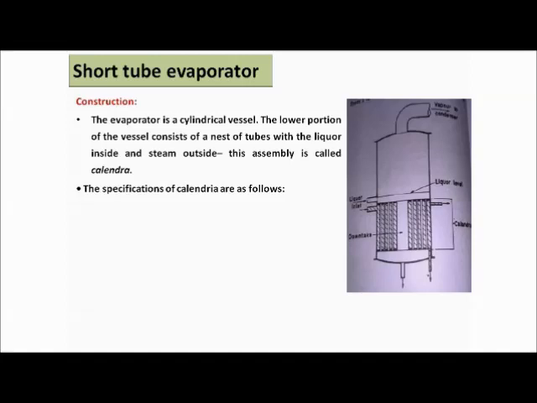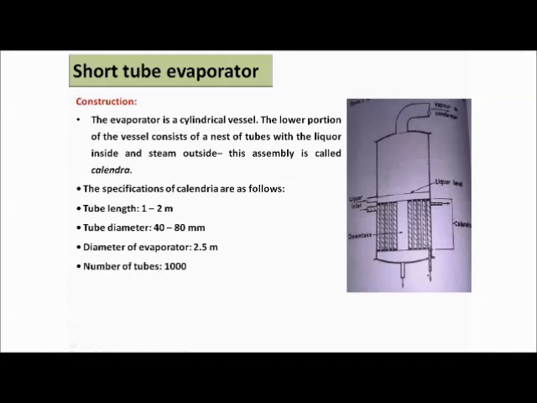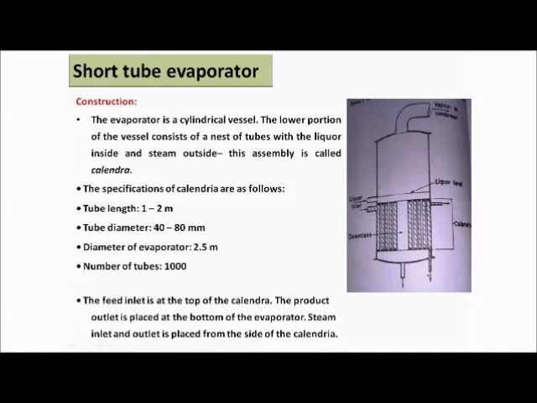Now the specifications of the calandria are as follows. For this instrument, what are the specifications of this calandria? So basically, the tube length is 1 to 2 meters, right? The tube diameter is 40 to 80 millimeters. The whole diameter of the evaporator is 2.5 meters. The number of tubes, almost 1000 tubes are present here, right?